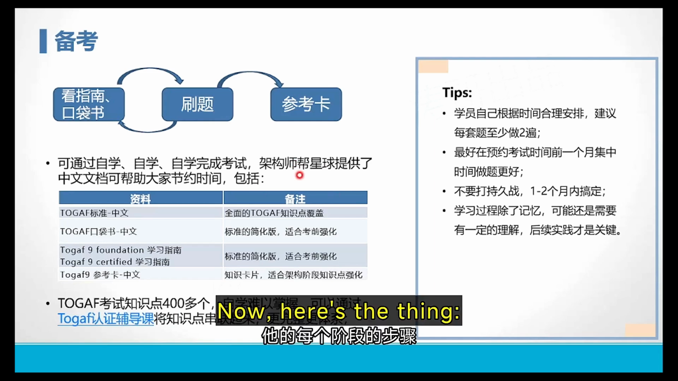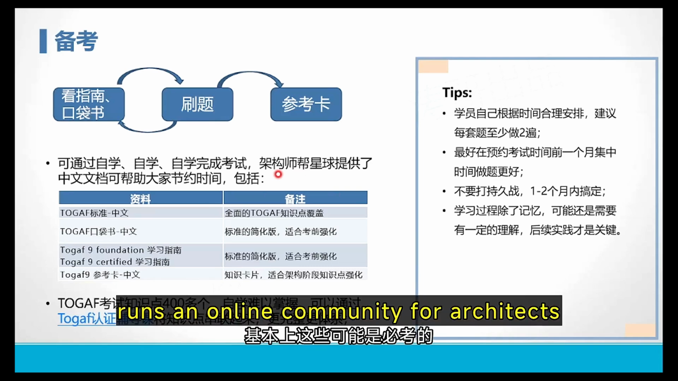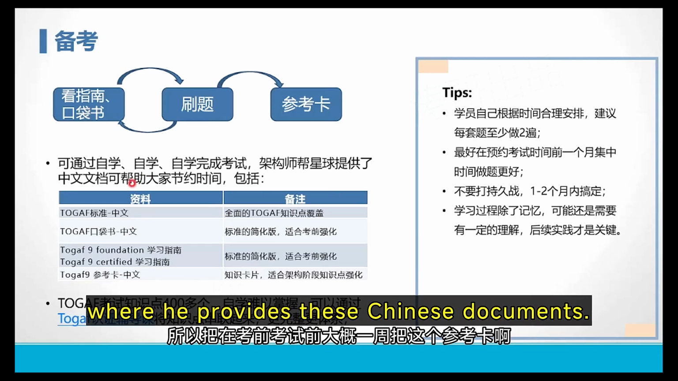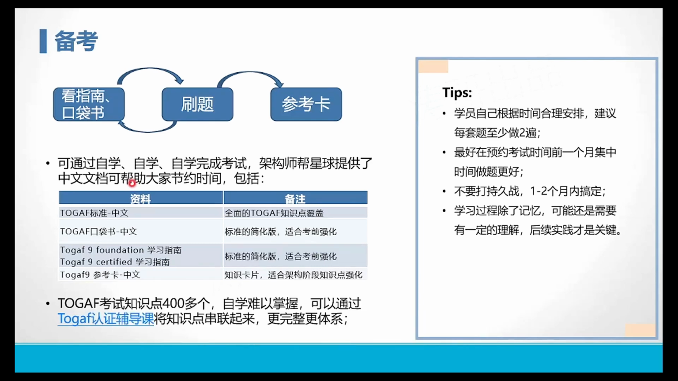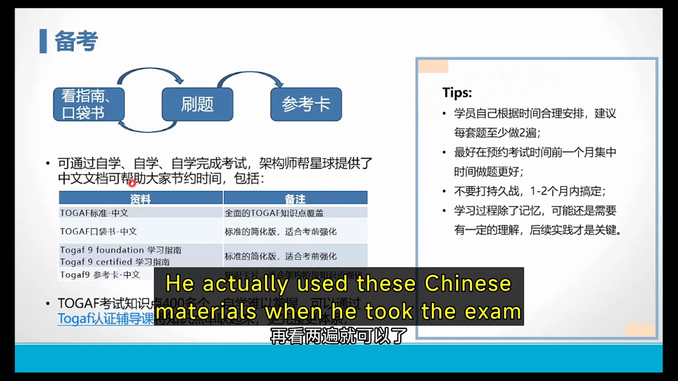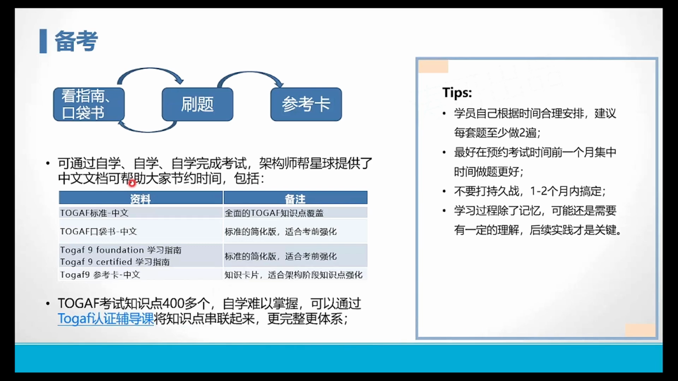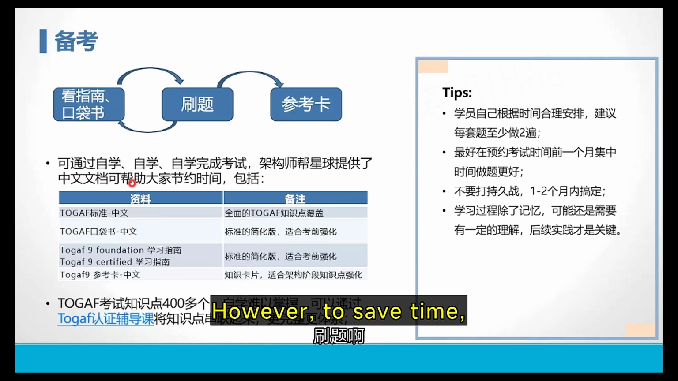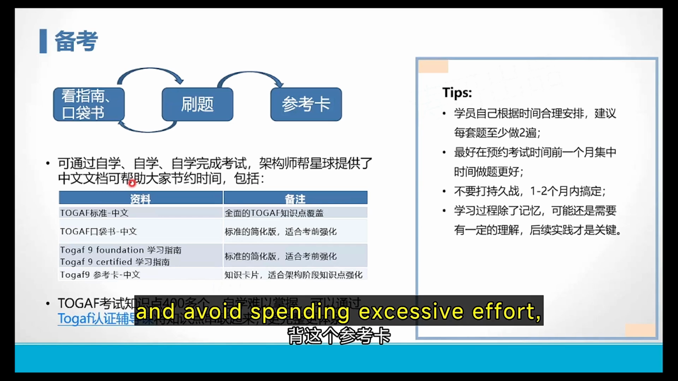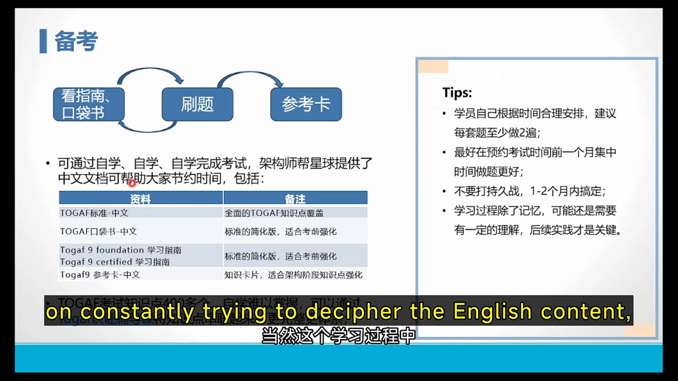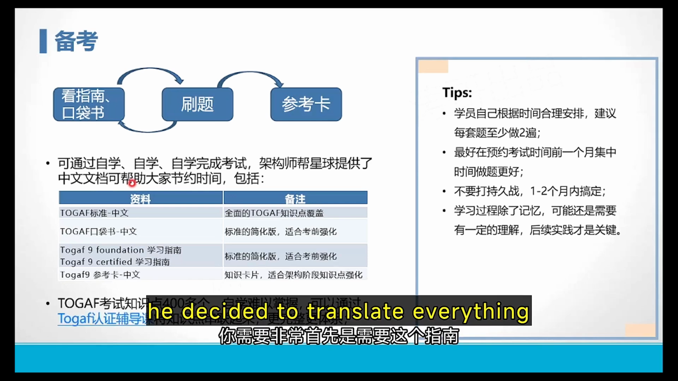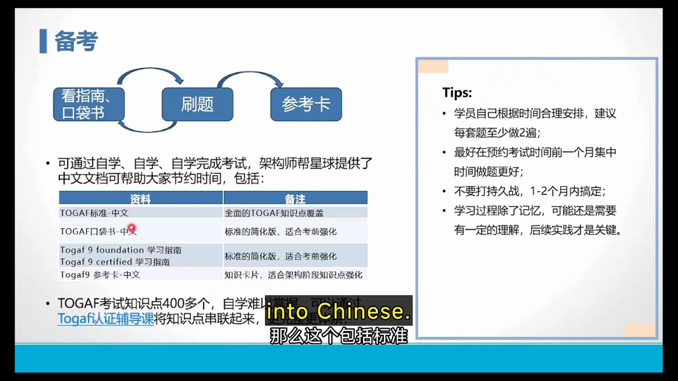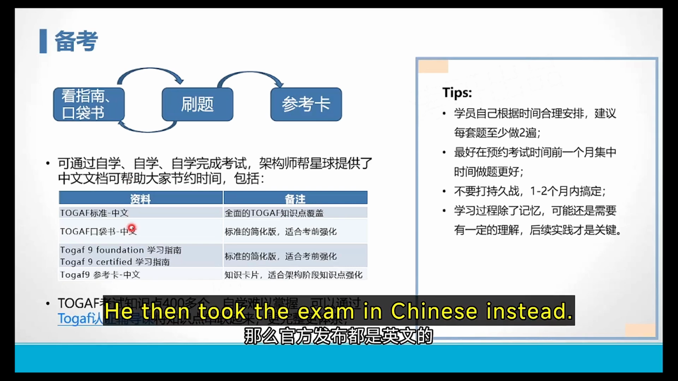Now, here's the thing. Tel runs an online community for architects, where he provides these Chinese documents. He actually used these Chinese materials when he took the exam himself. Tel's actually pretty good at English, having passed the advanced language test. However, to save time and avoid spending excessive effort on constantly trying to decipher the English content, he decided to translate everything into Chinese. He then took the exam in Chinese instead.